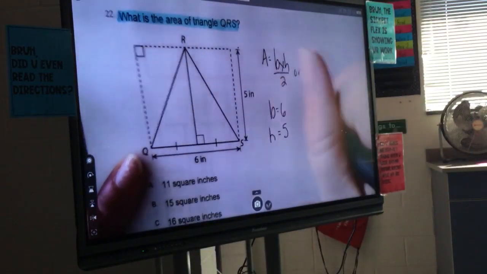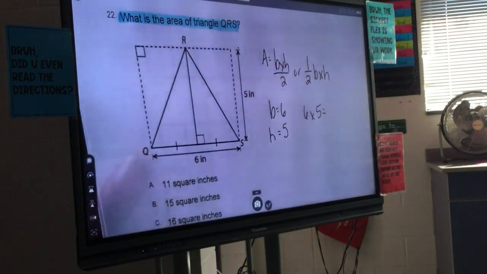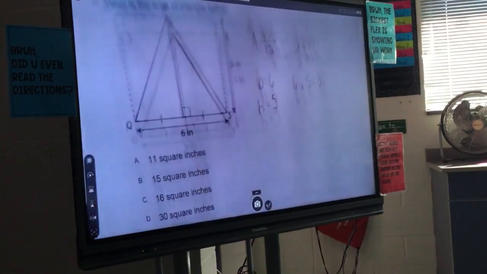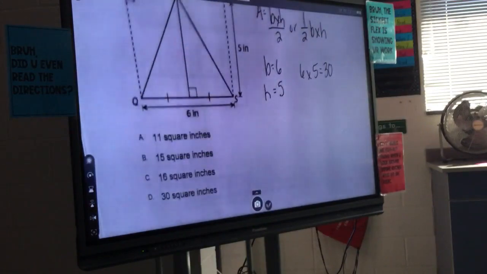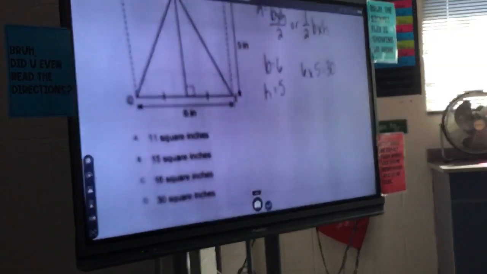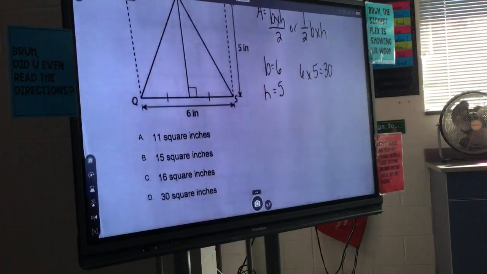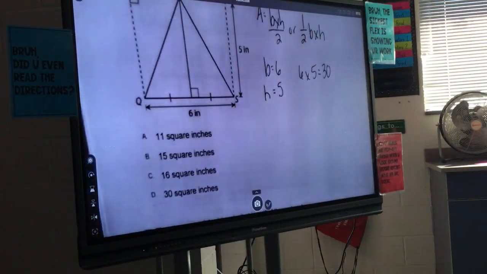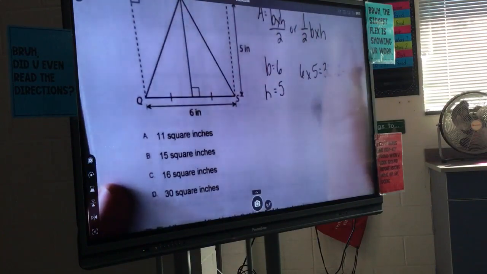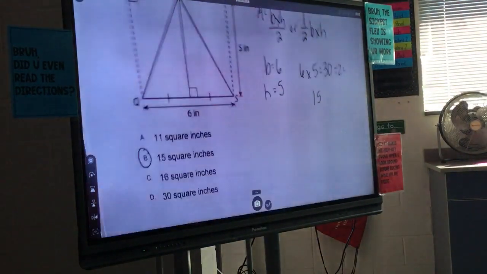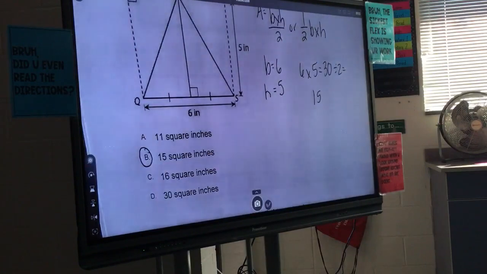All right, so now I'm going to do 6 times 5. Raise your hand and tell me, what is 6 times 5? Caden, do you see that as an answer choice? You do. Why do you think they put this as an answer choice? To throw you off. Because what do we have to do? We have to divide this by 2, which gives us 15. Okay? Be careful with that one. Be careful with all of the triangle ones. What do you have to do with all of your triangles? You have to divide them by 2. And y'all know this today, but don't forget it tomorrow.